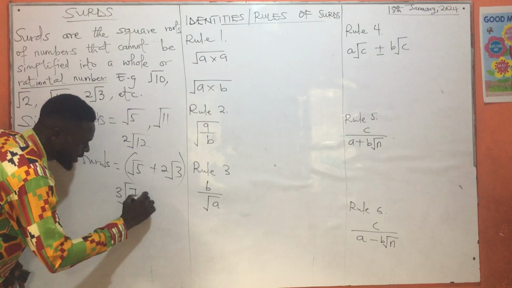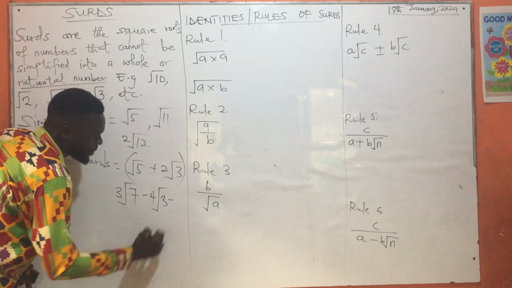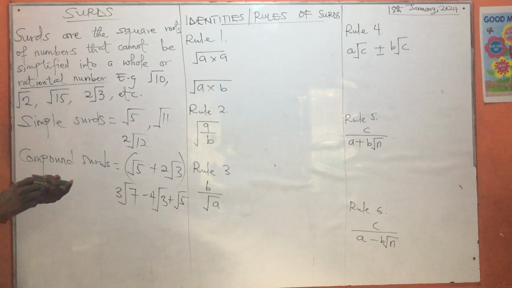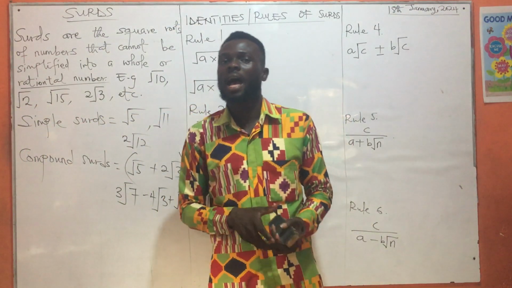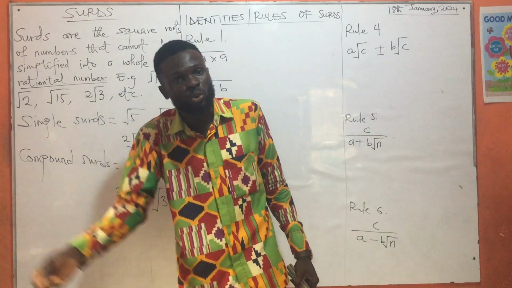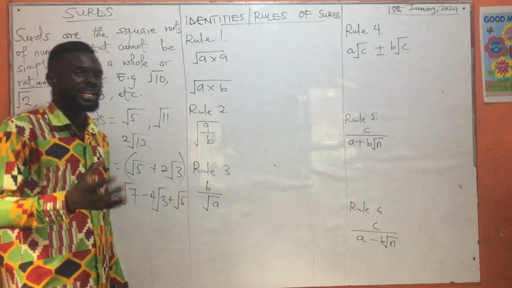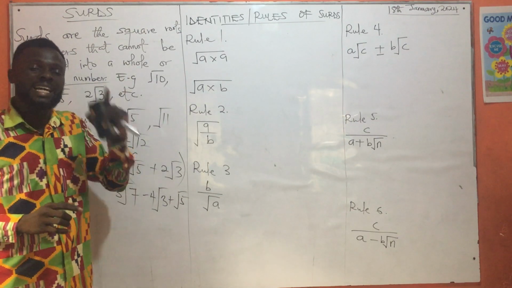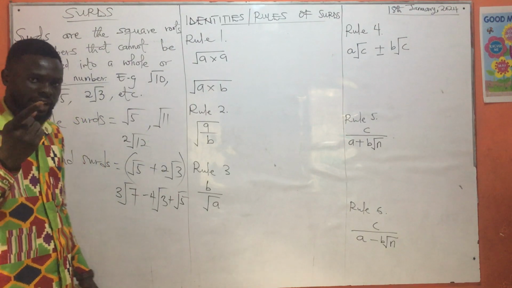3 surd 7 minus 4 surd 3 plus surd 5. So this is a what? A compound surd. Just know what a surd is or what surds are, which will help you to understand. Once the number is in the square root and you can't find a whole number for the number in the square root, then that number in the square root is said to be a surd.